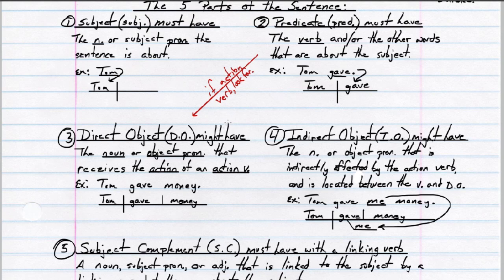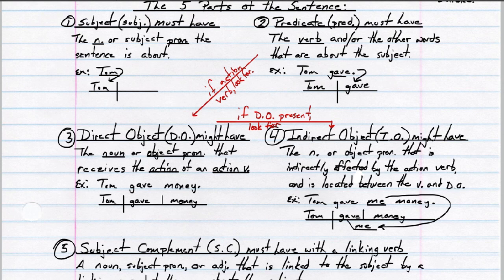So for example, Tom gave is a complete sentence. Tom gave money. Now I have an action verb. I can say the verb gave what? Gave money. There's my direct object. Then I'm going to draw another arrow over from one to here, and I'm going to write here, if DO present, look for indirect object.